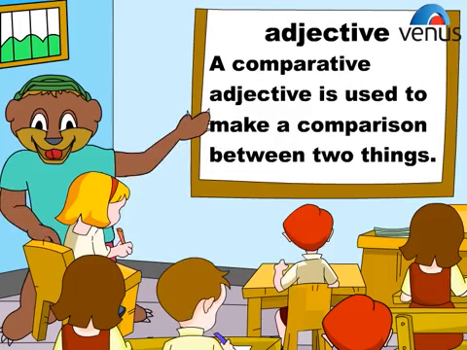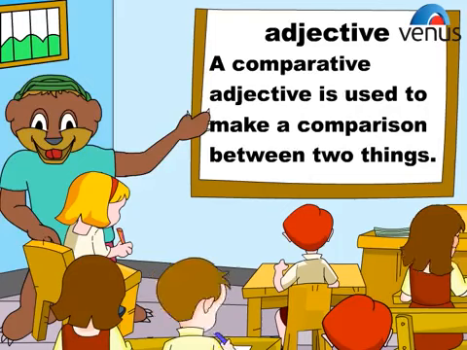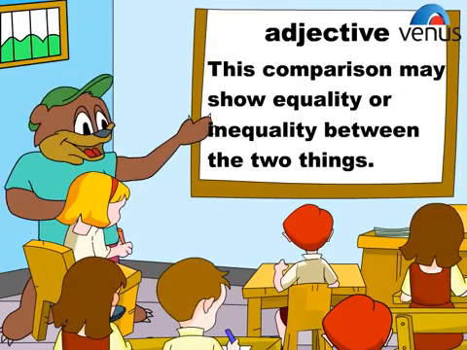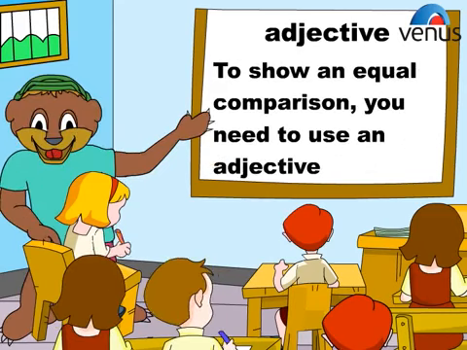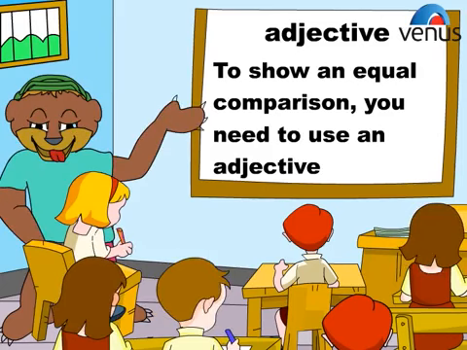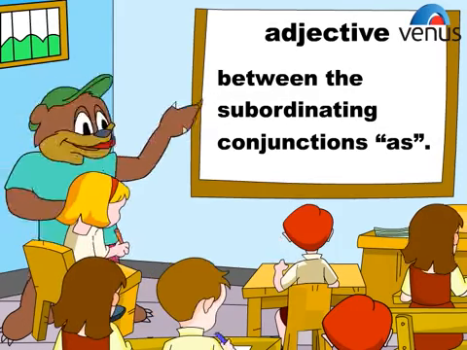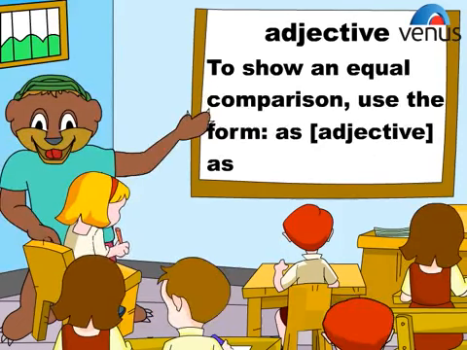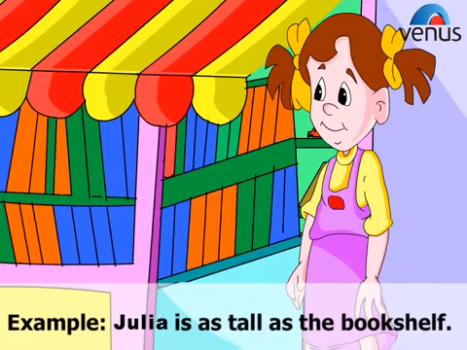Adjective. A comparative adjective is used to make a comparison between 2 things. This comparison may show equality or inequality between the 2 things. To show an equal comparison, you need to use an adjective between the subordinating conjunctions as. To show an equal comparison, use the form as, adjective, as.